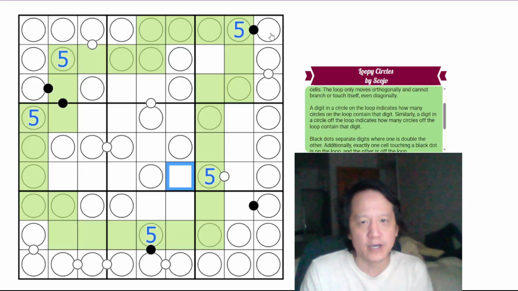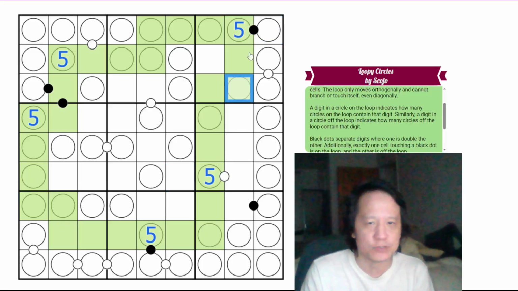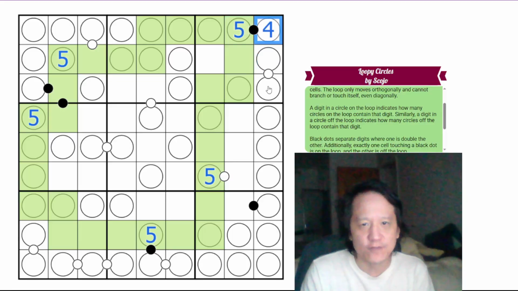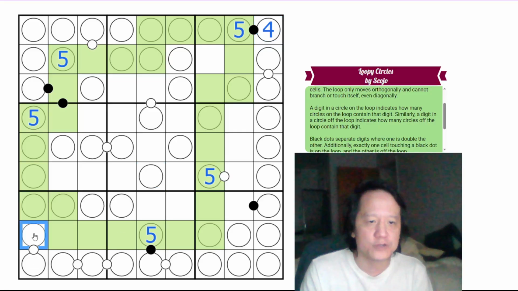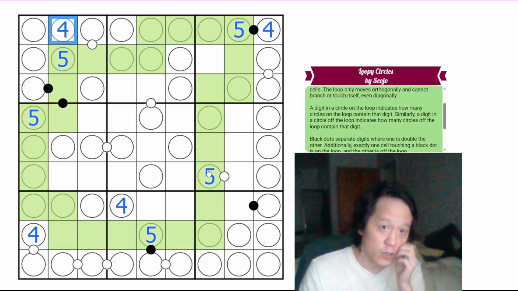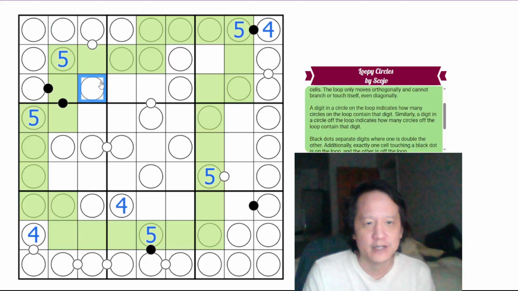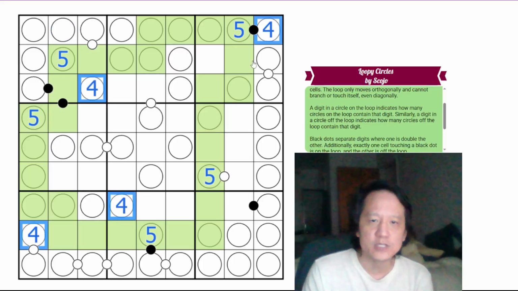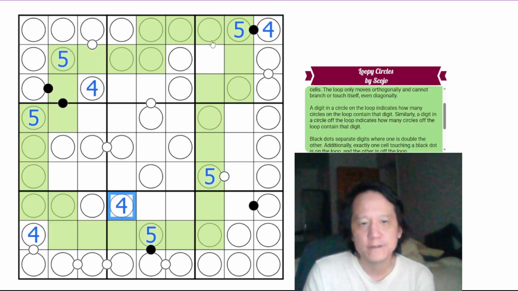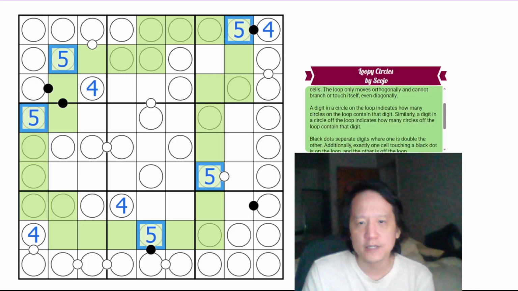Similarly, say you had, well, this can't be in a 1-to-2 ratio, but say you had a 4 here off the loop. That means there have to be 4 other circles off the loop which contain a 4. Which actually this wouldn't be valid, but say like that. Then this would satisfy the circles off the loop. And those are examples of how circles work on and off the loop.